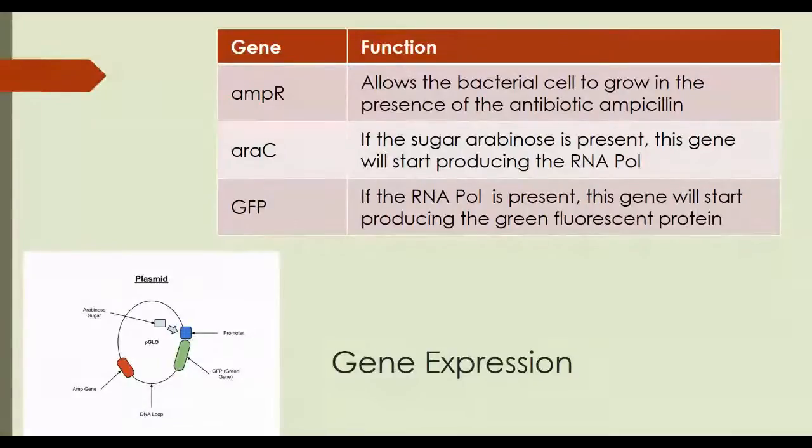So your AMP-R allows you to tell if it's got antibiotic resistance to ampicillin. Your ARA is the fact that you know that when you have the sugar arabinose present, it's going to start producing your protein which allows it to glow, and that protein is your GFP.